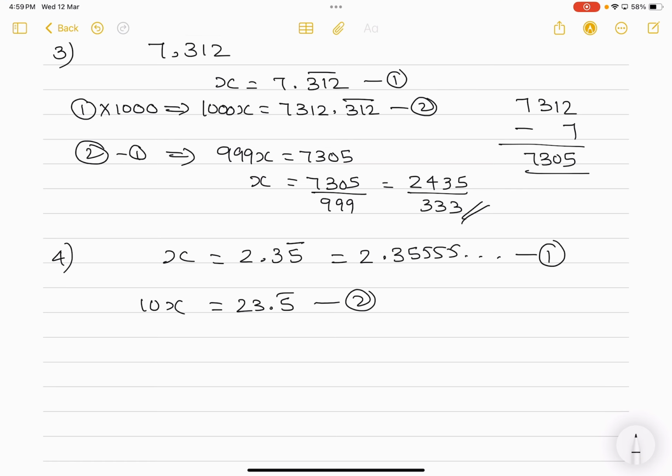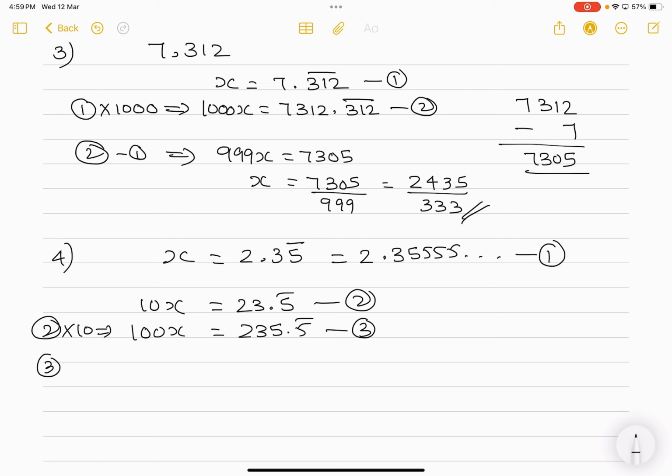Okay, this is your second equation. Now you proceed with the same procedure you have done before. Once more, multiplying by 10, it will become 100x, so it will become 235.5 bar, right? So that is the second equation, multiplied by 10. Okay, you are getting this.